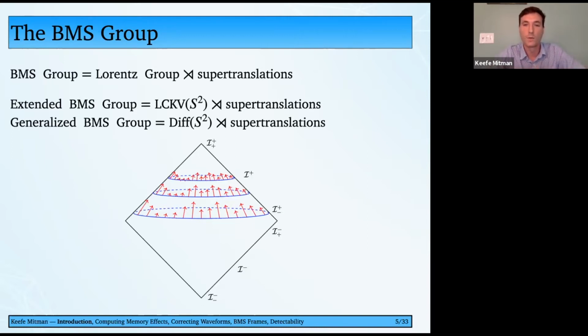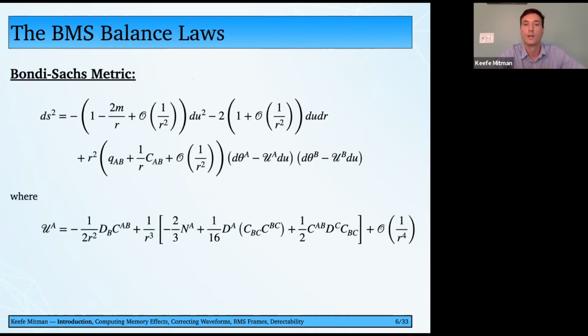But if you were to take these symmetries and try to use them to understand memory, what you would start off by doing is looking at the metric corresponding to gravitational radiation. That metric is the Bondi-Sachs metric. Here the details aren't too important. There are just a few functions that I want to highlight that are going to be important for some of the equations I present later on.